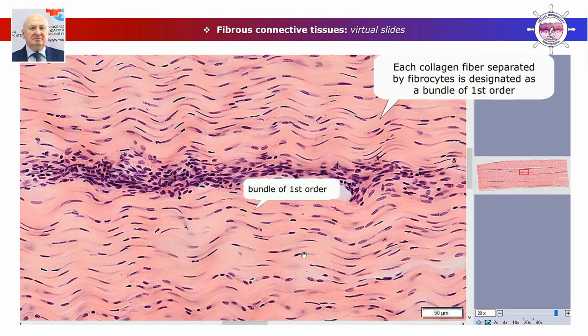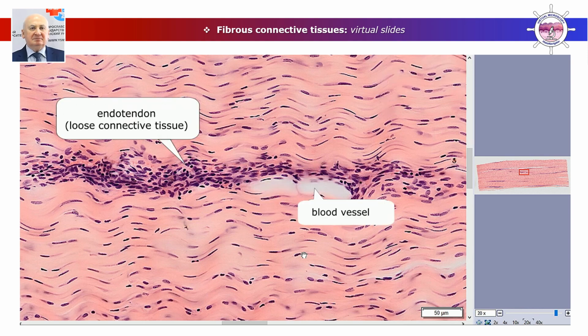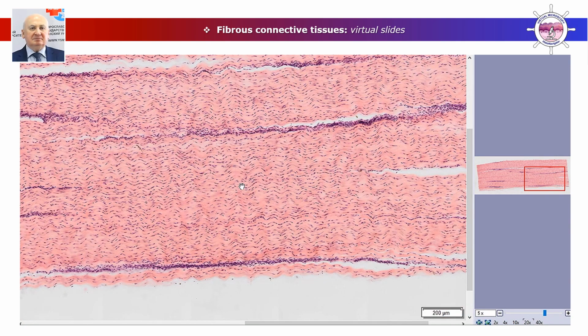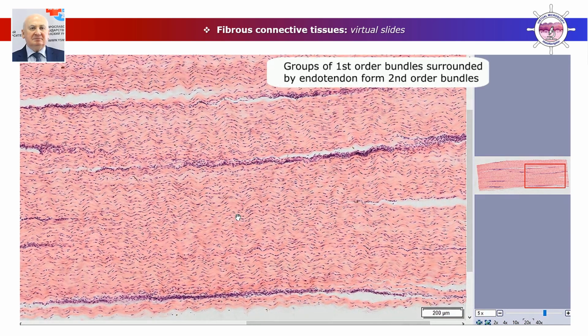Each collagen fiber separated by fibrocytes is designated as a bundle of first order. Endotendon is formed by loose connective tissue and contains blood vessels that supply the tendon. Groups of first-order bundles surrounded by endotendon form second-order bundles.